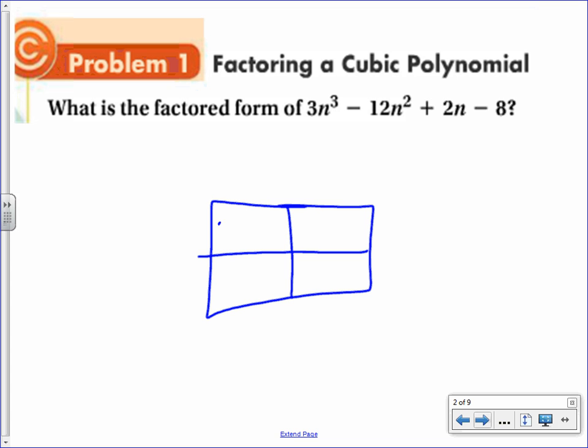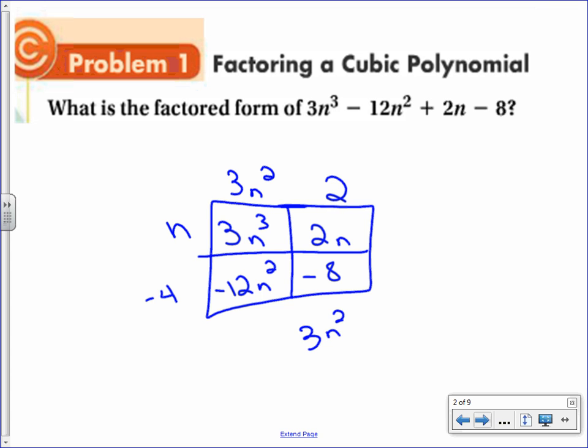And we'll fill in the table with 3n to the 3rd power, top left, bottom right, -8, -12n squared and the 2n really could be flip-flopped. It doesn't make a difference there. Now we want to factor out. So from the top down, we could factor out a 3n squared, factor out a 2, a 1n, and we could factor out a -4, giving us a final answer of 3n squared plus 2 and n minus 4.